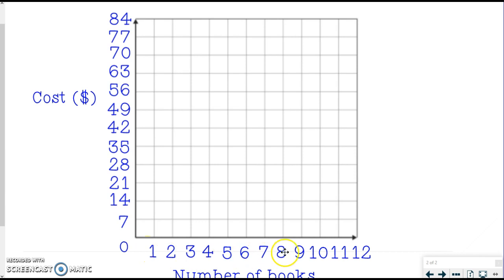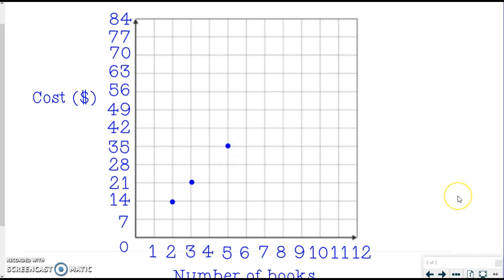So I'm going to start with my x-axis first. Even though the $14 came first in the problem, I want to start with my x-axis, which was books. So I'm going to go over to the 2 and go up to 14 and put my first point there. Okay, I'm going to do the same thing. The next one was 3, 21. And then it actually skipped up to 5, 35.